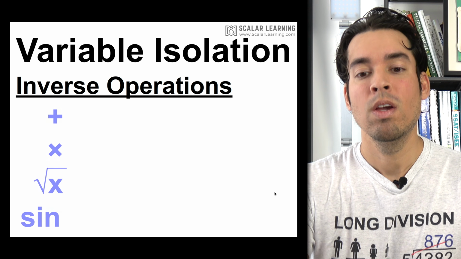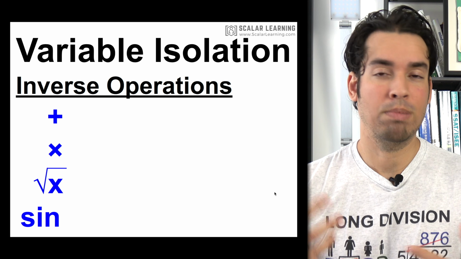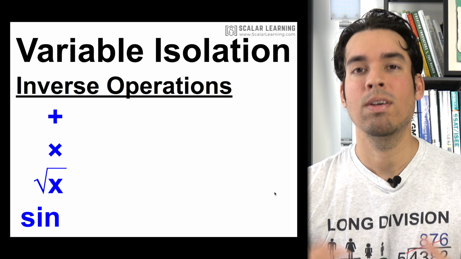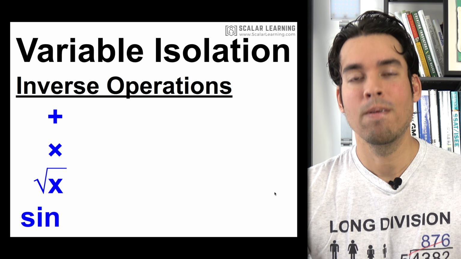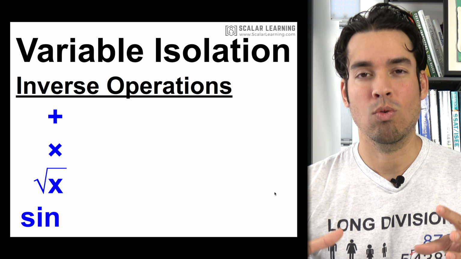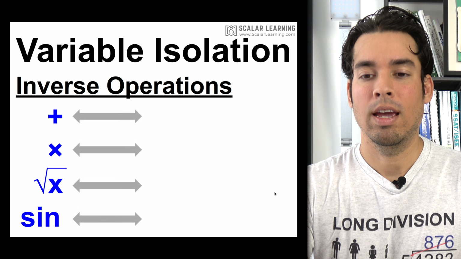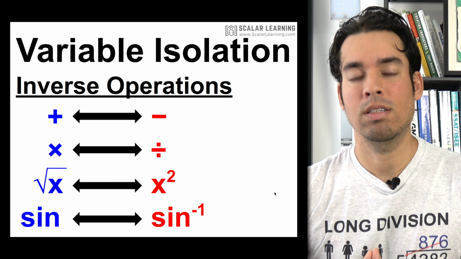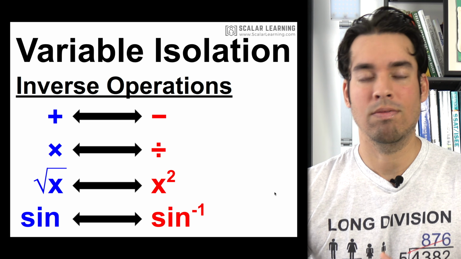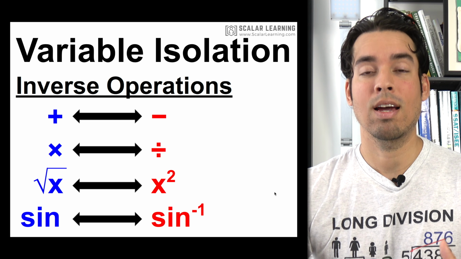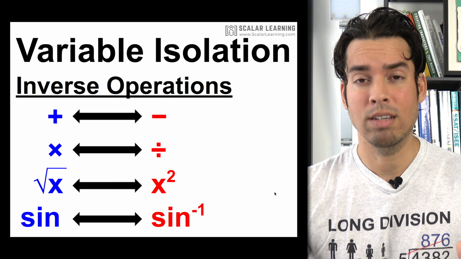Okay, so for example, we have our basic operators here. We have plus, we have times, we have square roots, we have even a trigonometric function thrown in there. All of these have an opposite or an inverse operation. In this case, plus is the opposite of minus, times is divide, square root is squaring, and sine, of course, is arc sine or inverse sine.